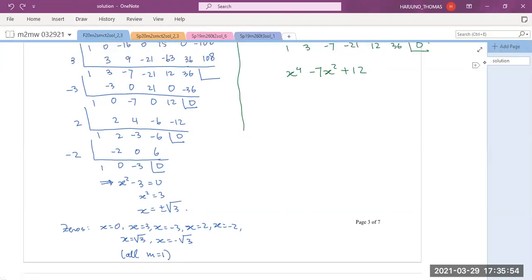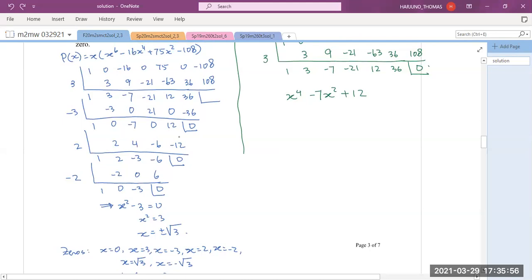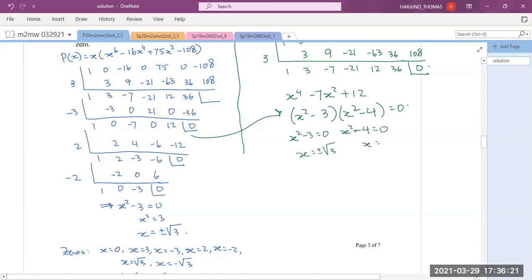For example, once you are here, you can just say this is actually x squared minus 3 and x squared minus 4. Set it equal to 0, because you are looking for zeros. Then you get x squared minus 3 equals 0 and x squared minus 4 equals 0, so x equals plus minus square root of 3, and x equals plus minus square root of 4, which is 2. Instead of doing this.